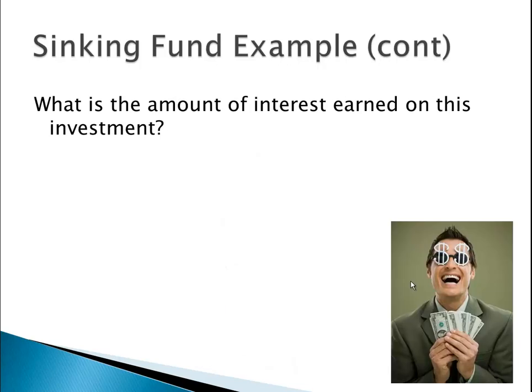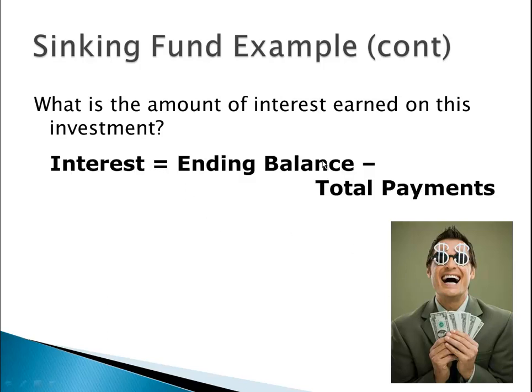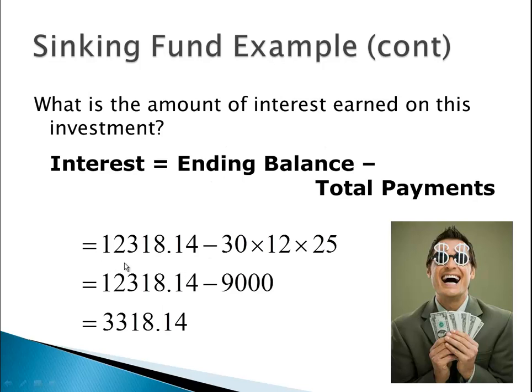Now, one question we'd probably all want to know is, how much interest did we earn on this? The key thing is we've been making regular payments, and the future value is the total payments plus the interest. So if we take out the total payments, what we have left is the interest. Interest is the ending balance minus our total payments, because the ending balance has total payments and interest in it. We ended up with 12,318.14. We subtract out our 360 payments of $25, 30 years, 12 times a year, which turns out to be 9,000. Taking out the 9,000, we're left with 3,318.14. That represents the amount of interest that we have.